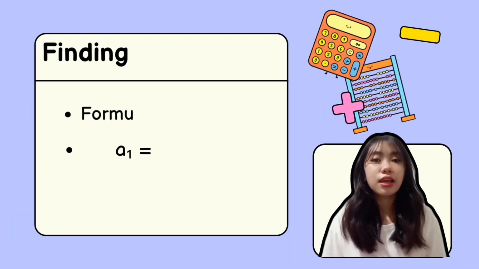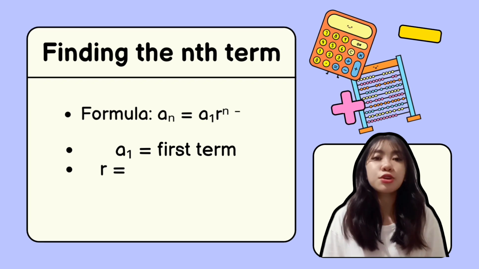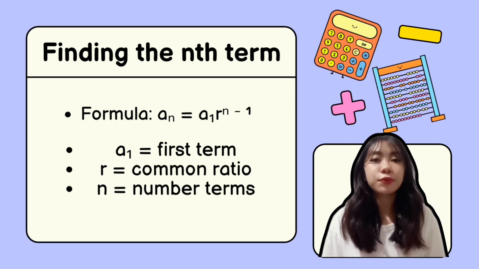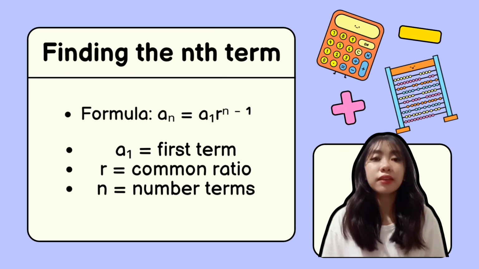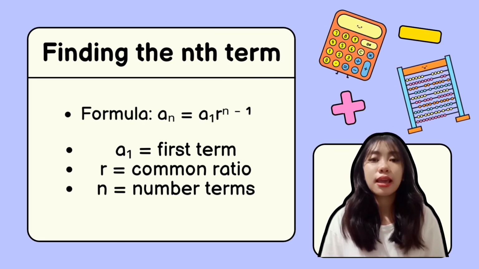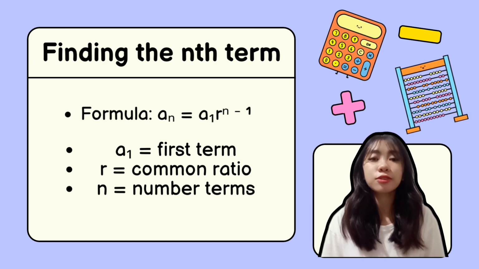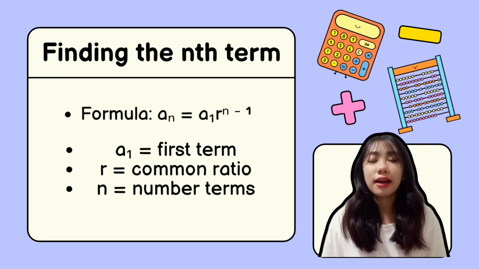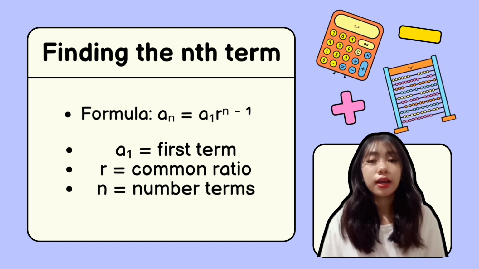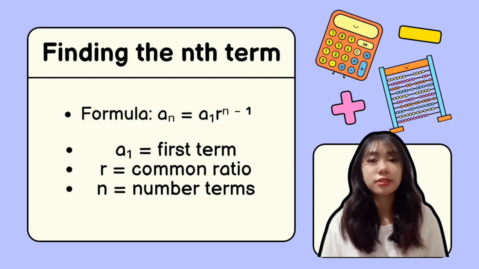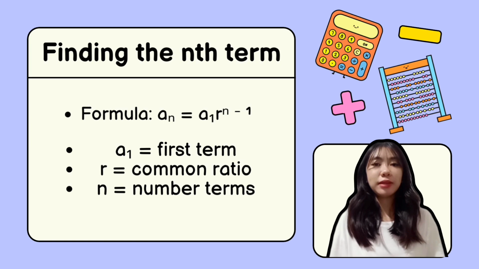Now let us proceed with finding the nth term of the geometric sequence. Or to put it in another way, we'll search for a particular term from a given geometric sequence. The formula to be used is a sub n is equal to a sub 1 times r raised to n minus 1, where a sub 1 is the first term, r is the common ratio, and n is the number of terms. Let's now apply the formula.